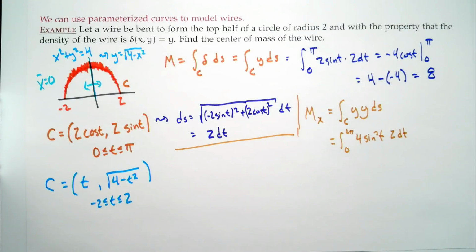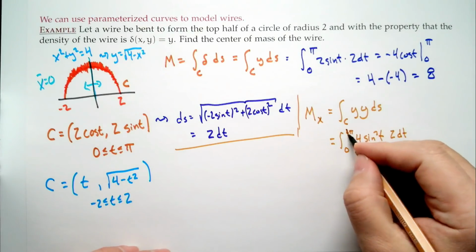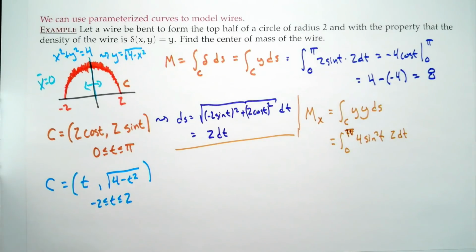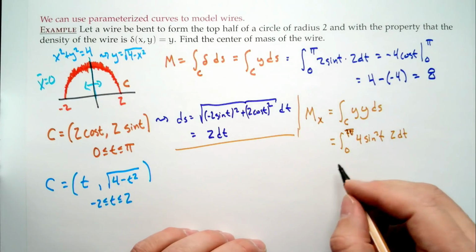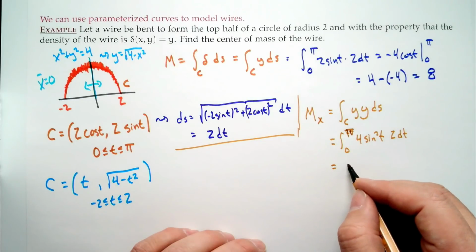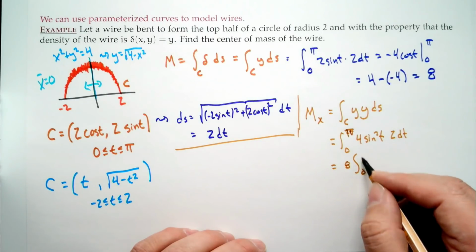Is what just pi? Oh, my bounds. Yes, thank you. It is just pi, 0 to pi. All right. 4 sine squared of t, times another 2, so that's 8 sine squared of t. How do you integrate sine squared of t?